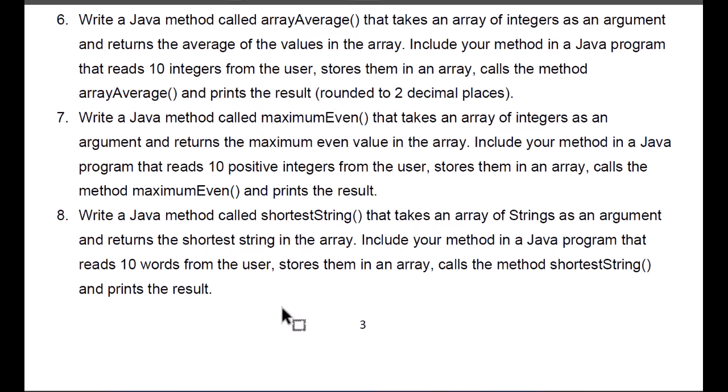So I need to take from the user 10 different words, 10 different strings. Then I call my method. The method is going to search inside the array which one of these words is the shortest, and it will give me the final result. It will tell me this word is the shortest. So the method is going to simply print the result. No need to return a string, just print the result.